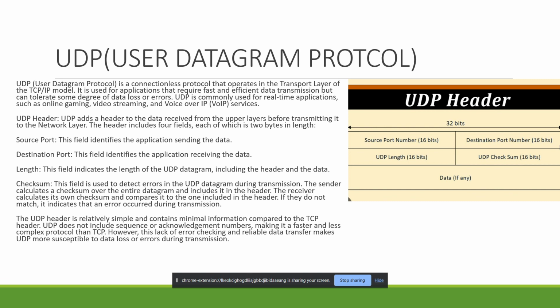The UDP header adds the header to the data received from the upper layers before transmitting it to the network layer, and it includes the source port, the destination port, and the length field. It also has a checksum field. The UDP header is relatively simple and contains minimal information compared to the TCP header. It does not include sequence or acknowledgement numbers, which makes it a faster and less complex protocol compared to TCP. However, it lacks error checking and reliable data transfer, which makes UDP more susceptible to data loss or errors during transmission.